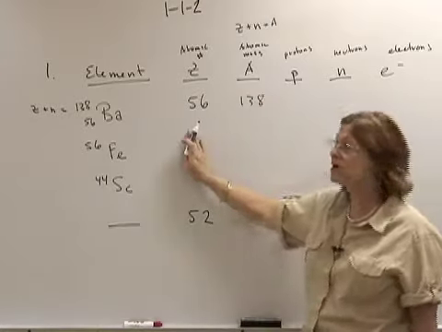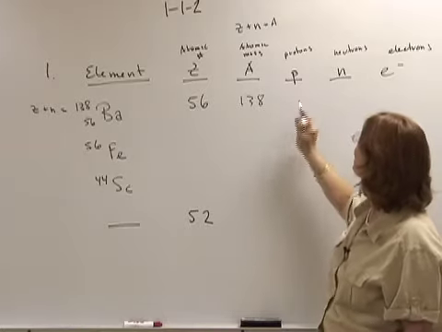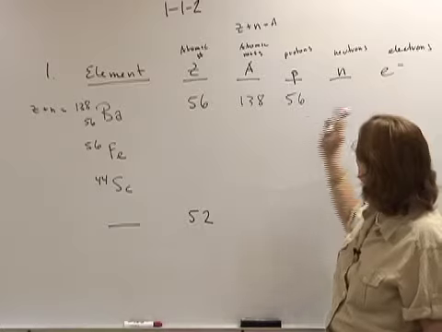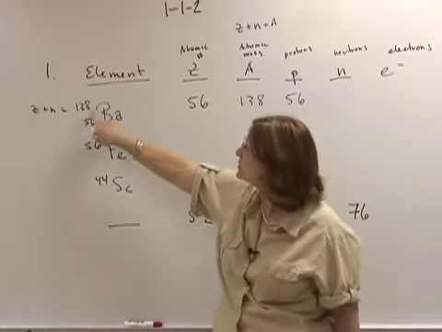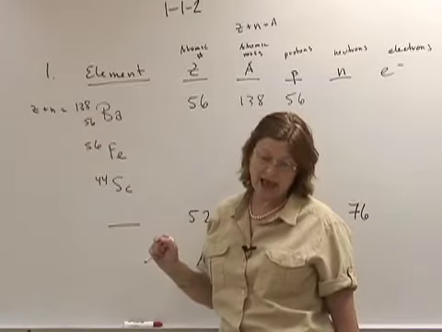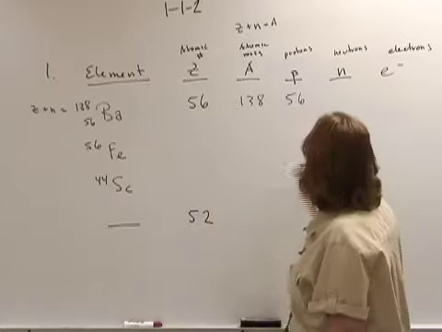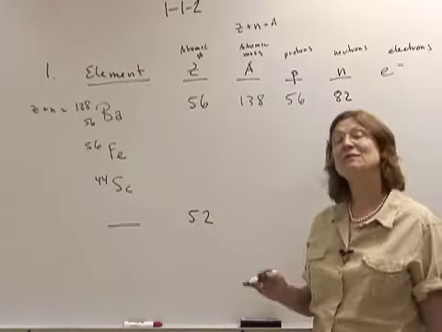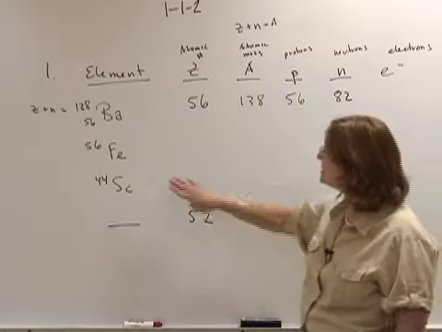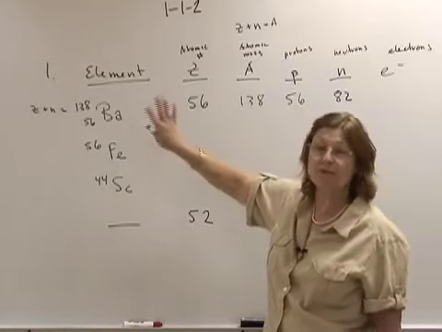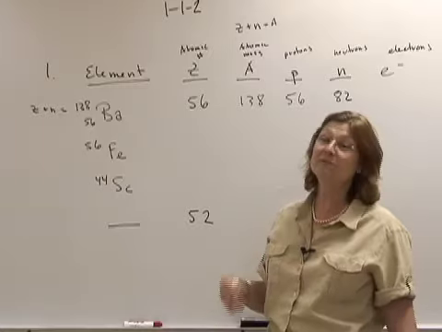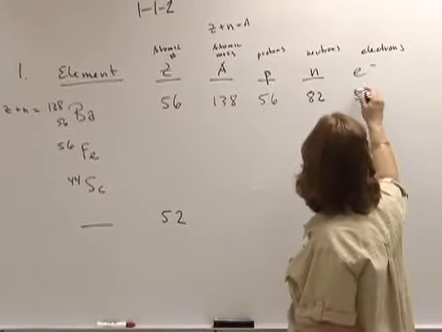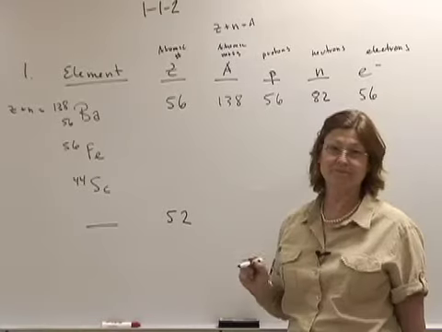My number of protons is the same as my atomic number. My number of neutrons is the difference between these numbers. And when I do the math, I get 82. The number of electrons is the same as the number of protons because I don't see any charges here, and we will discuss them a little bit later so that you become familiar with that. And therefore, this number would be 56.